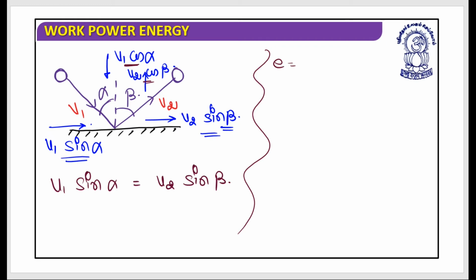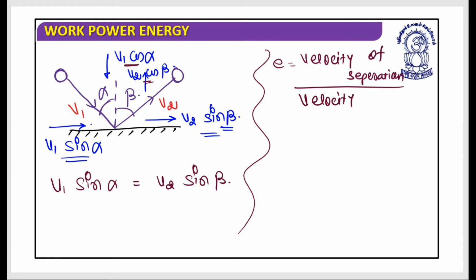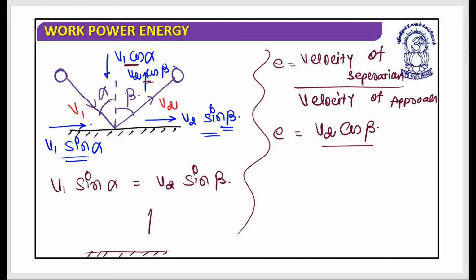This is e, that is the velocity of separation divided by velocity of approach. So the separation could be written as e is equal to v2 cos beta divided by v1 cos alpha. Look at this v2 cos beta component. This is the colliding surface, and v2 cos beta is moving in this direction, so it is going to be separated from this colliding body.